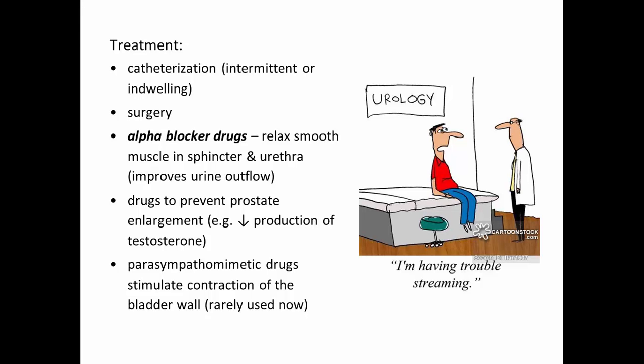They used to treat urinary retention with a drug that mimics the parasympathetic nervous system so that it would stimulate the contraction of the bladder wall. That type of drug treatment is rarely used now, so it's usually the previous two that we just talked about.